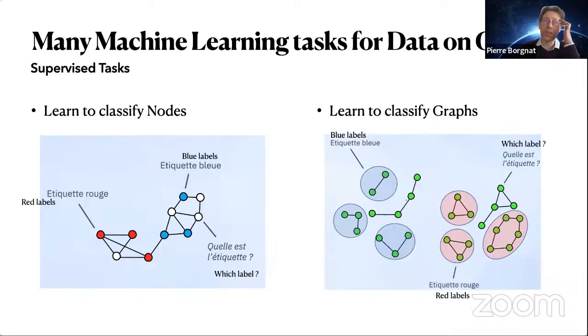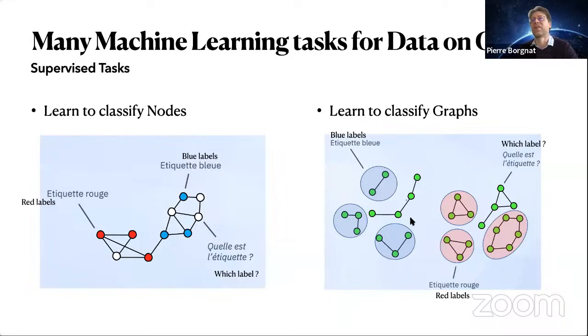So in machine learning, since quite a long time before we were doing graph signal processing, they were interested in solving different tasks for data on graphs. Even though they didn't always have good approaches for that, there are supervised tasks, where they want to learn to classify nodes. They have one graph, for instance, in a semi-supervised setting, with some nodes with a blue label, other nodes with a red label, and you want to infer what is the label on the white node while you don't have the label initially.